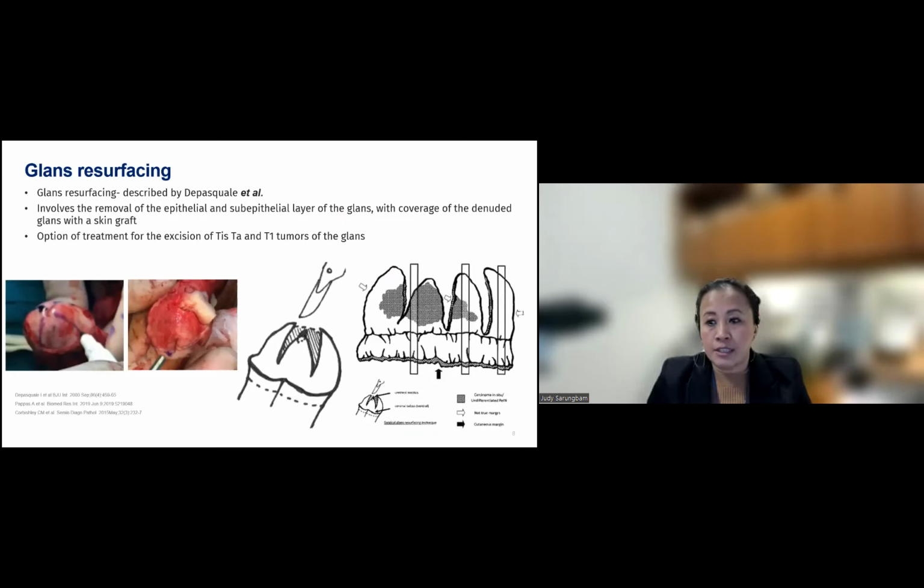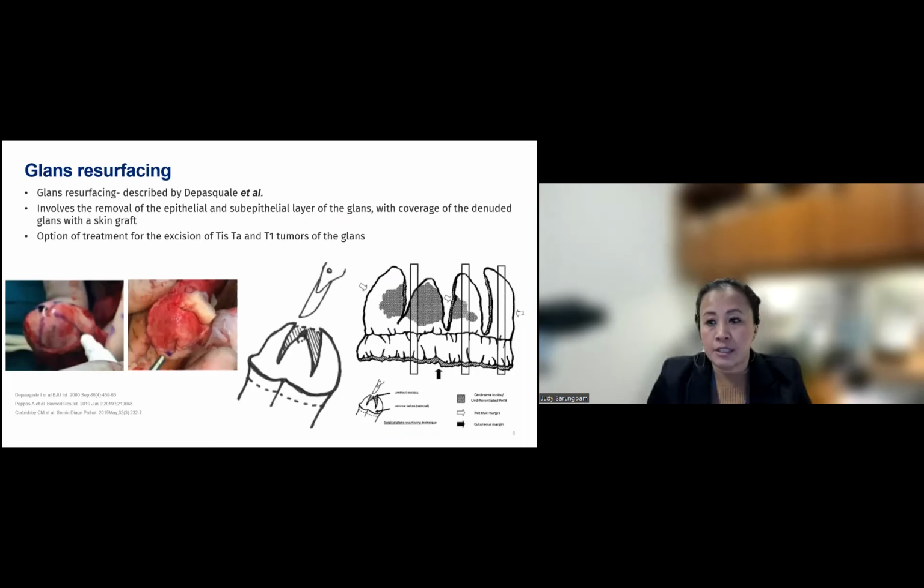Again, we identify any tumor or lesions, describe it, and then submit it in its entirety. But nowadays, don't be surprised if you don't receive this specimen in pathology, because they do these glans resurfacings using ablative laser. So we don't get these specimens often in pathology.